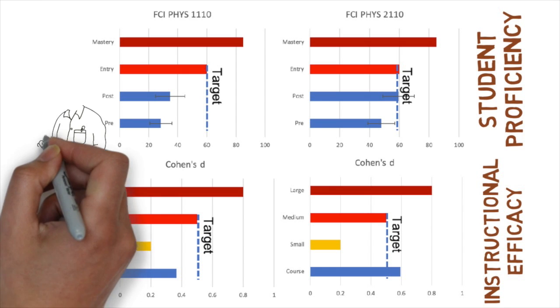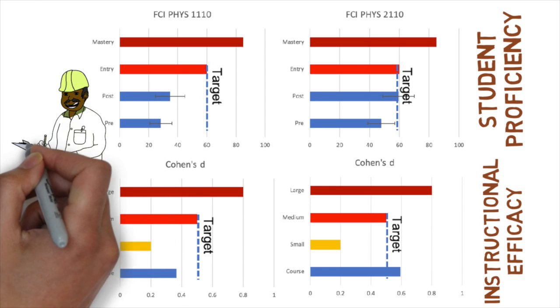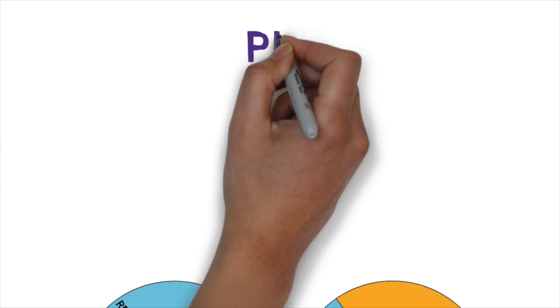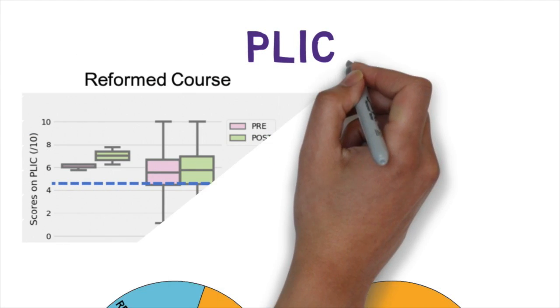The data collected in the spring of 2019 shows that we have some work to do in the Physics 1110 course. However, we have to keep in mind our very low response rates during this period, which can lead to unreliable results. Finally, the PLIC was administered in two different types of lab courses in spring 2019.